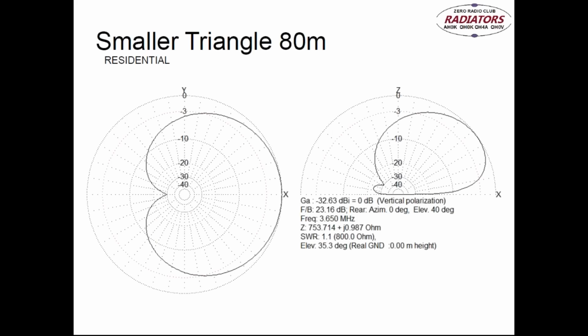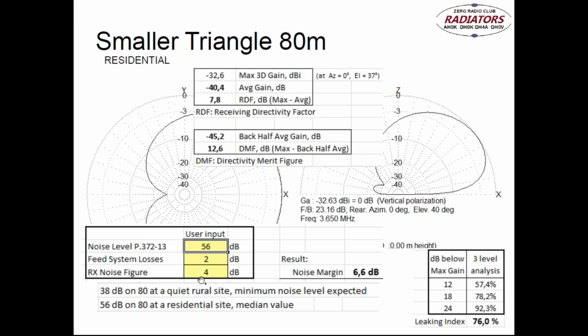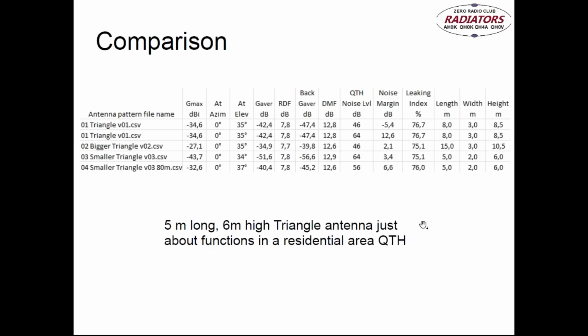And then if we take this same small triangle that is 5 meters in length, and we check that out on 80 meters, how does it work? So we get noise margin of 6.6 decibels. So this is getting to be a decent antenna on 80, and it's only 5 meters long. This hears much better than any ground plane. I guarantee that. If you build it by instructions on these pennant sites, and if you take any advice from there, this is going to be a super receiving antenna for everybody at rural locations. So this just about functions there.